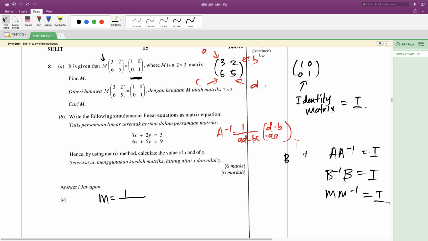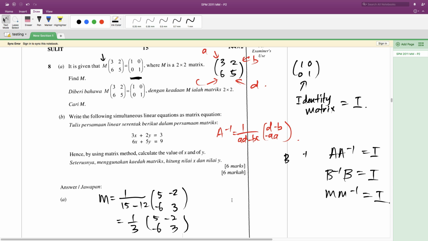Okay, so then I come back to this one. So 1 over AD means 3 multiply 5 is 15, minus BC, 2 multiply 6, which is 12. And then 3 and 5, you have to flip over. Not flip over, you swap places. So 5, 3. 2 and 6, you have to add a negative, so it's negative 2, negative 6. This is how we do inverse. So this is 1 over 3, and then this one just remains.